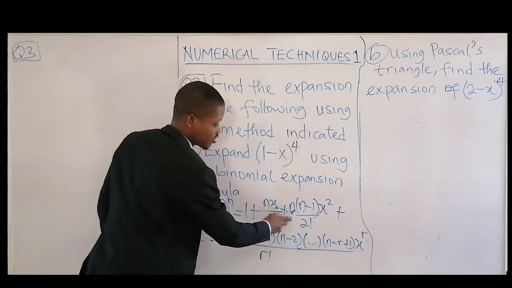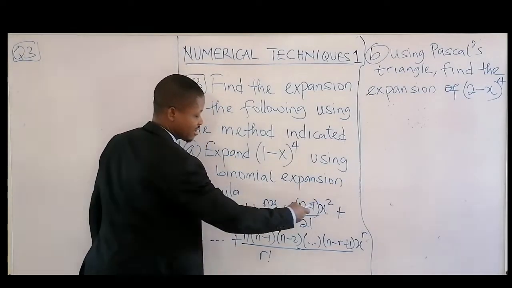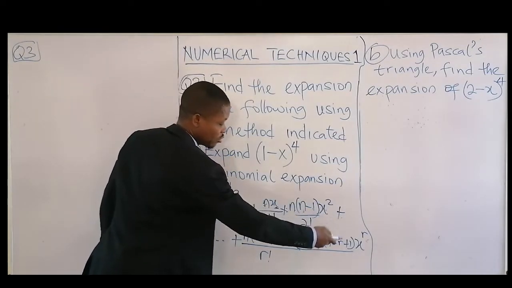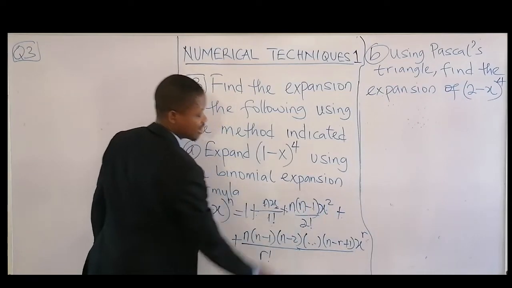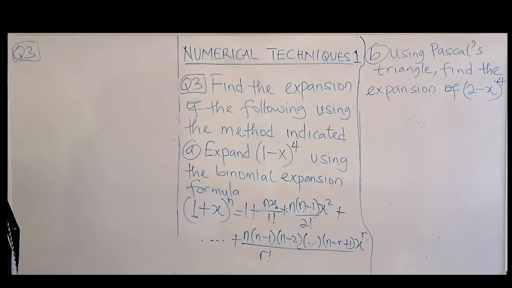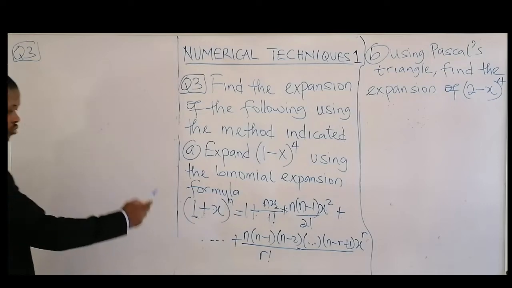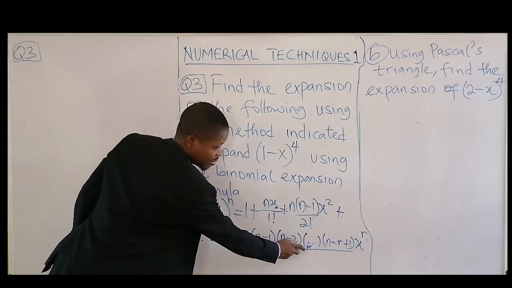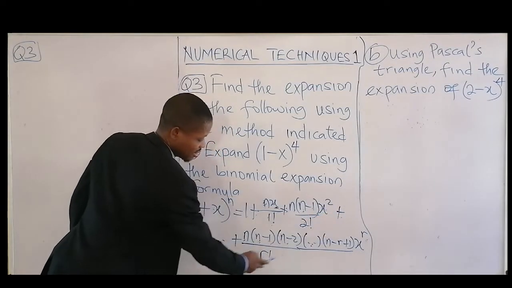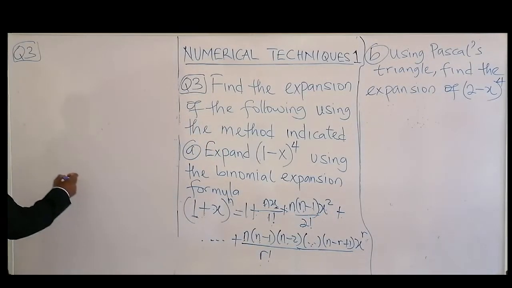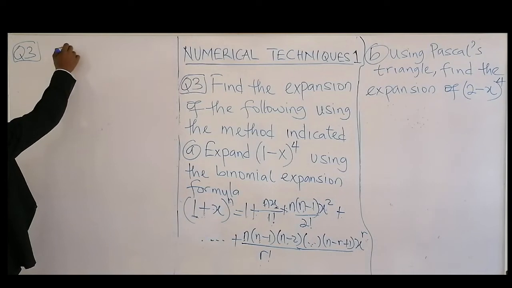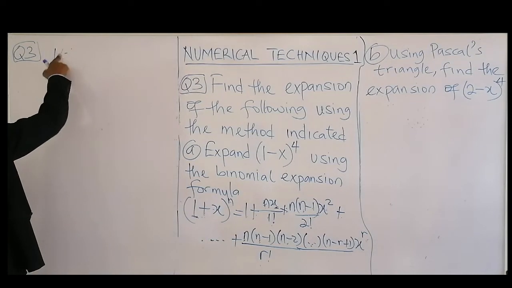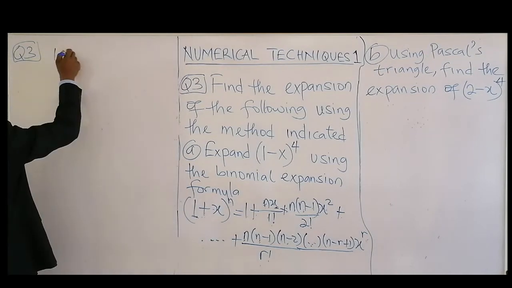It continues like that. Next one will be what? n times (n minus 1) times (n minus 2) over 3 factorial x to the power 3. And so on and so forth to continue like that. You can see n minus 1, n minus 2, n minus 3, and so on like that. So that will be equal to 1 plus 1 minus x to the power 4.